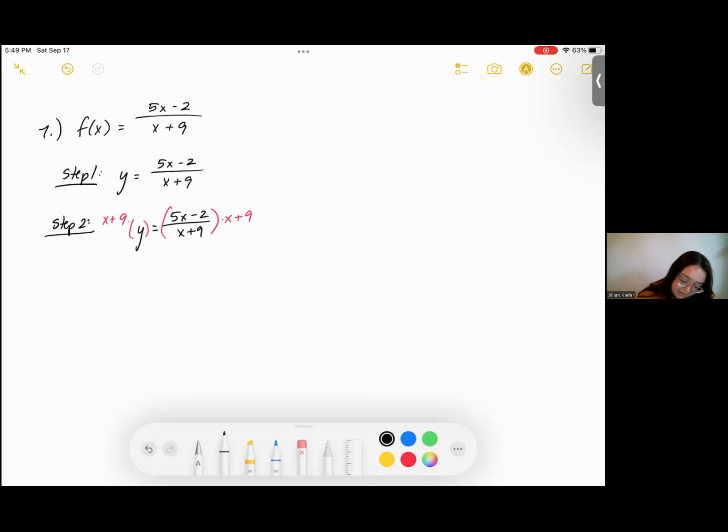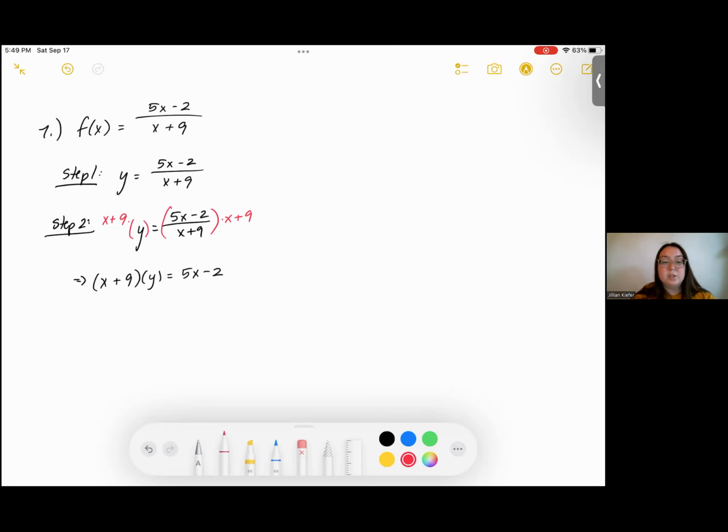So when we simplify this, we'll get x plus 9 times y is equal to 5x minus 2. So no fractions anymore. This is what we wanted. So we're good from right here. Now we just want to keep simplifying.